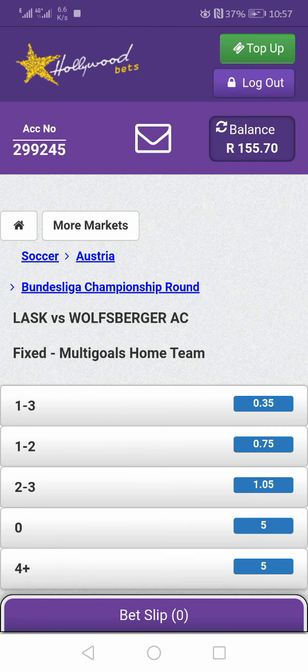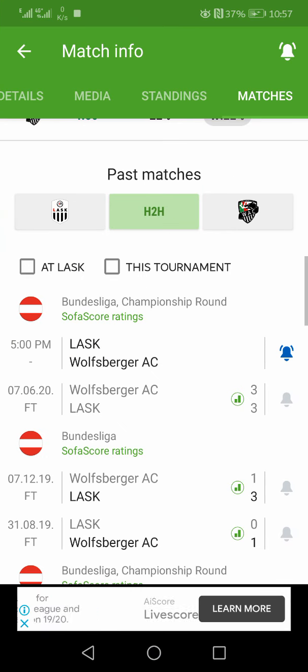But now, when you're saying home multi-goals, do you think LASK, out of these meetings, has scored more than 3? No. So it means LASK is also suited here, because the previous meetings are saying so. Unless today it scores 4 and that becomes a disappointment. But you've noticed that it's scoring, but not more than 3.